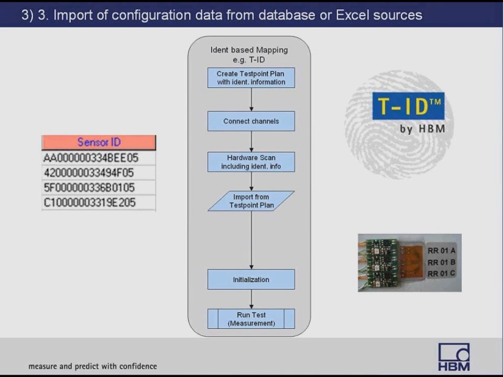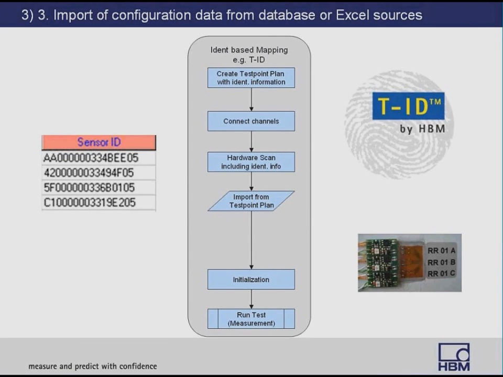Another workflow, another option is to use the TID, the transducer identification, and import the data according to the transducer identification into your database. That means while setting up your sensors on your test article, you already create a test point plan with the ident information that can be read out by a USB dongle directly, for example, to an Excel sheet, and such providing the TID number together with each sensor.